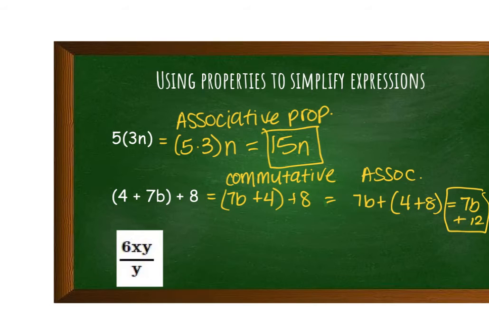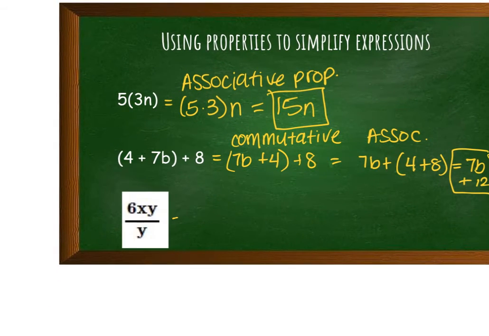All right, and the last one. This one's fun, okay? So we've got 6xy on the top and y on the bottom. Everyone can just go, oh, we get rid of the y's and we're left with 6x. You are not wrong, but in this lesson, we're learning how to describe what we're doing. So you would be wrong if you did that on a test or a quiz, okay? For this lesson, what we're going to do is separate everything.